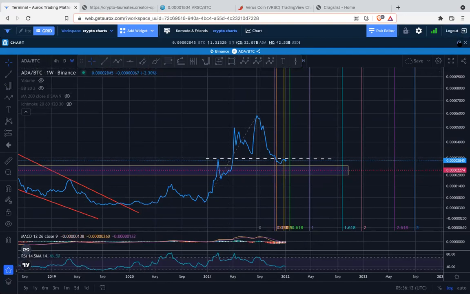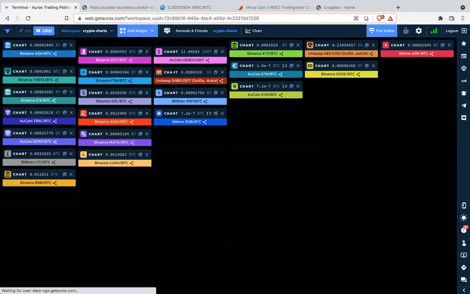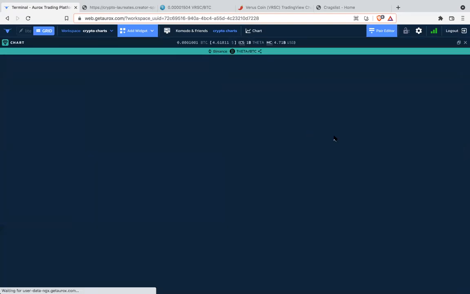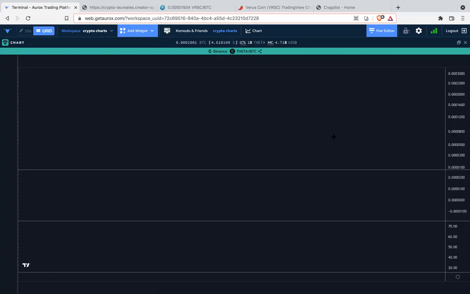Let's move on. Okay, doesn't matter. All right, now getting out of this, let's move over to the Theta price chart. So Theta looking interesting, a little bit different.